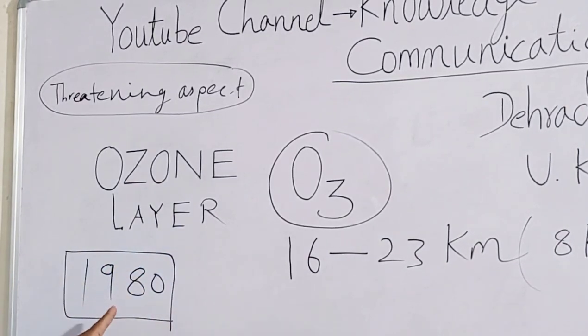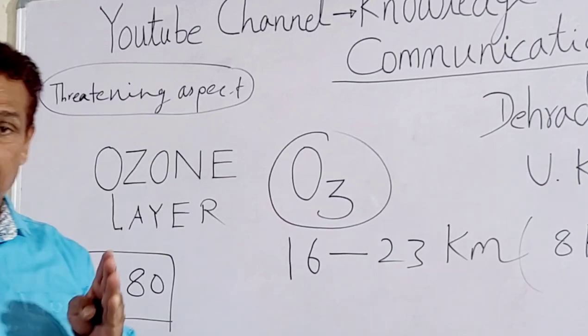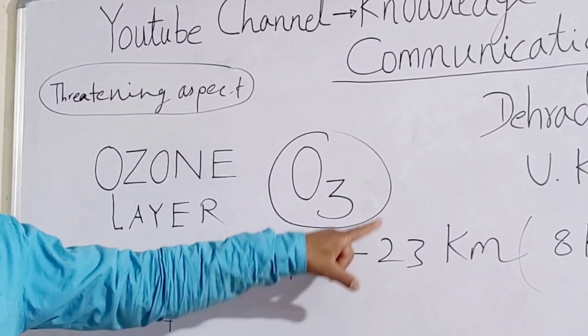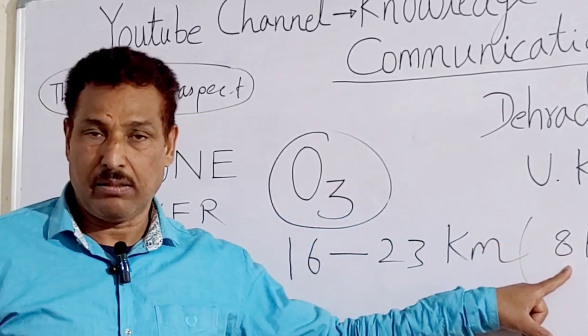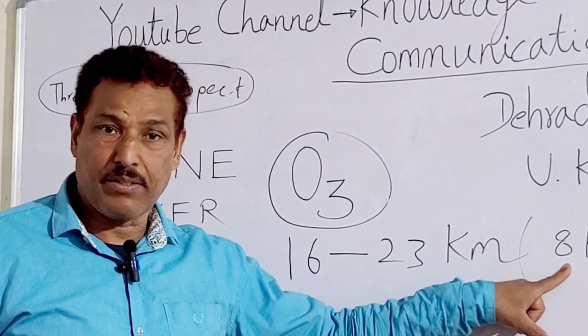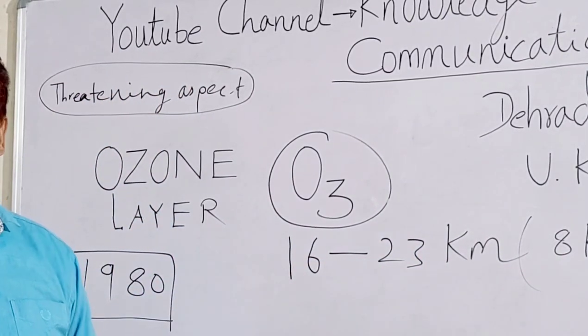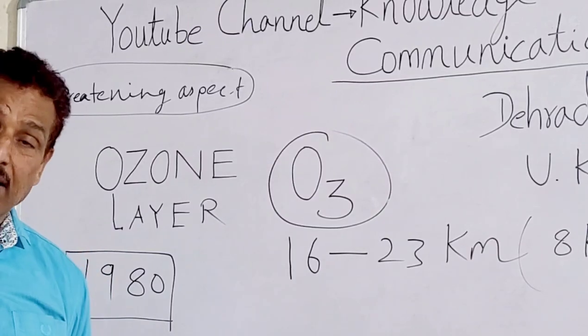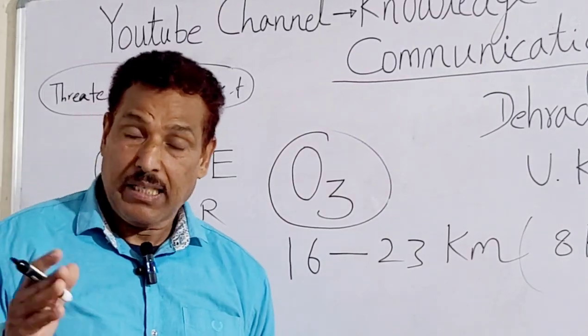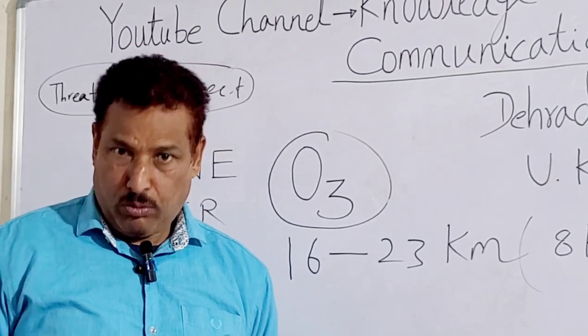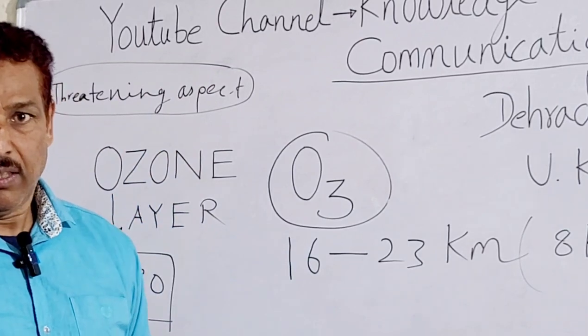So this study, which was carried out in 1980, must be taken very, very seriously. And if we keep this 8 kilometer wide ozone layer intact, I think then we must proceed towards tackling the greenhouse effect and global warming at large. So, okay, for now, that is all.